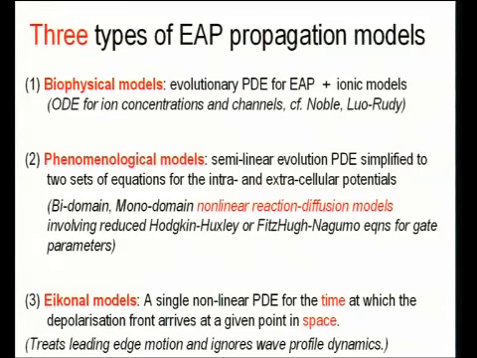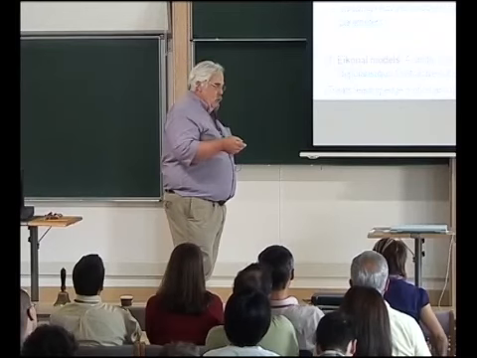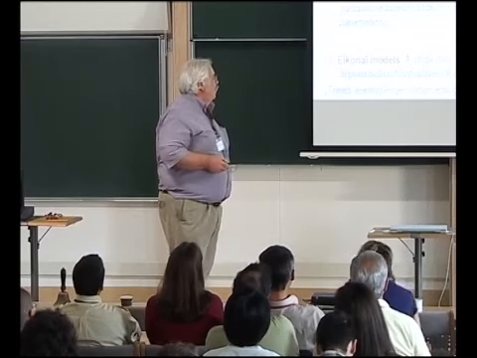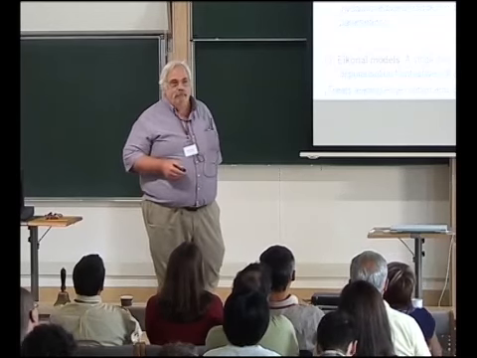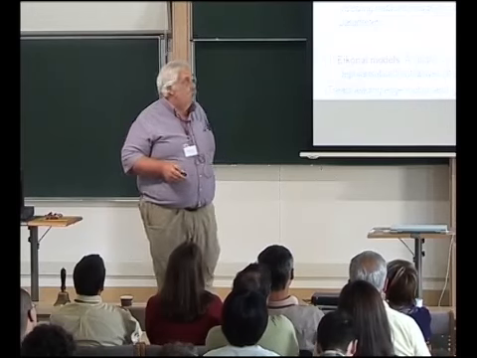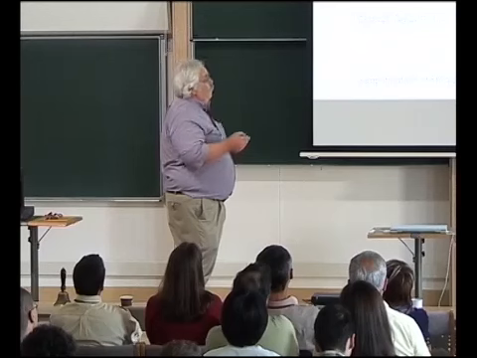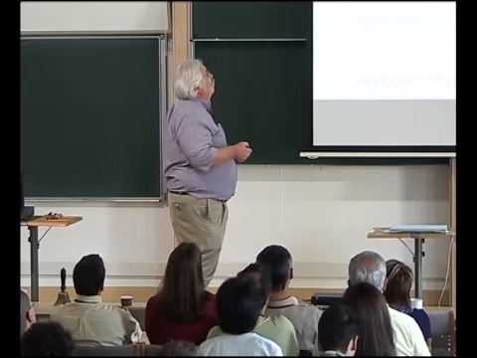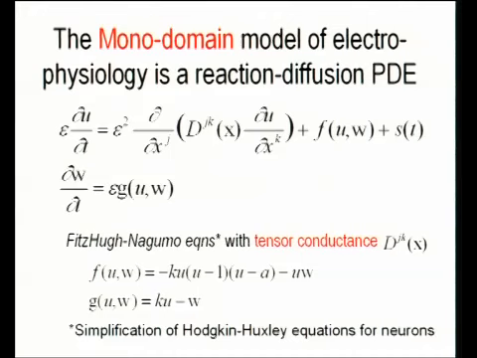Okay, so there typically are three types of propagation models. The full-scale biophysical models, which seem to be a lot of the emphasis today. The phenomenological models with reaction diffusion equations. The eikonal models, which are these optimal propagation models, basically the Huygens principle models.